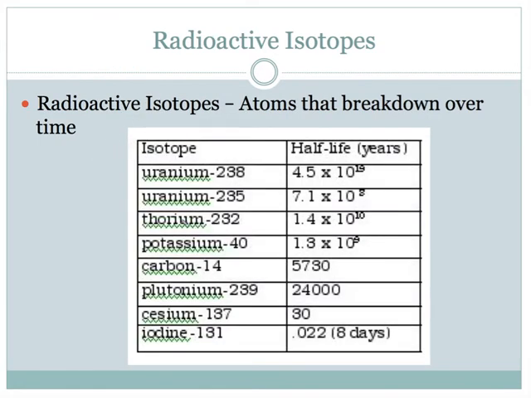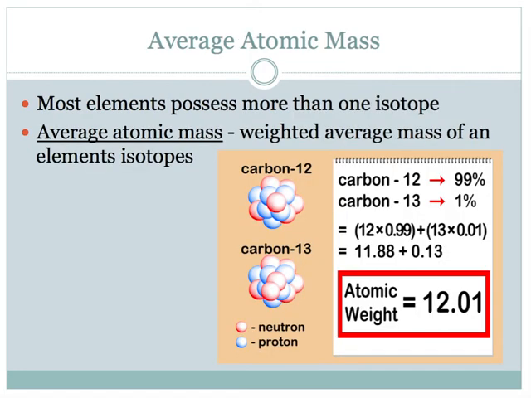These are some examples of radioactive isotopes. So not all isotopes are stable. They have too many neutrons or not enough neutrons, and so they break down and try to become more stable, try to balance out that number. So these are atoms that break down over time through what we call nuclear decay, which if you take chemistry in a couple years, you will learn more about that.